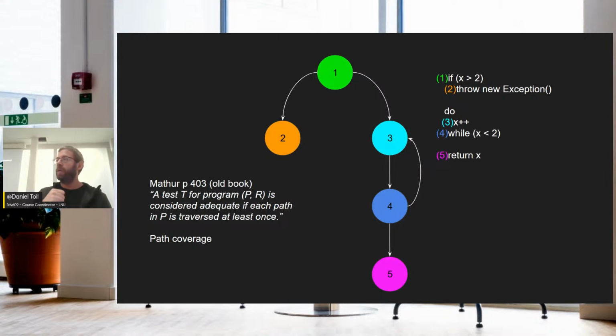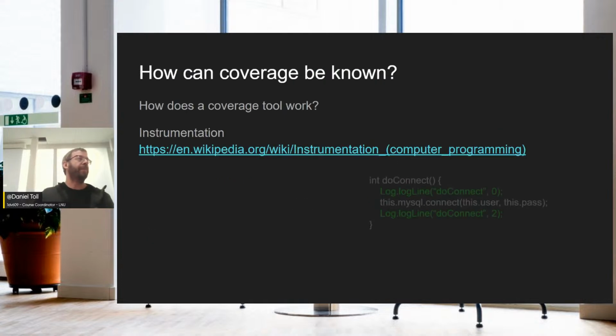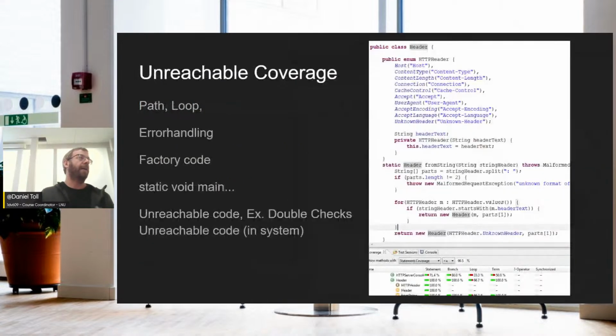So if code is executed together with other tests, then we can get this unreachable coverage, I call it. Error handling code can sometimes be like this also, because the way that the code is written, a specific type of error cannot happen.